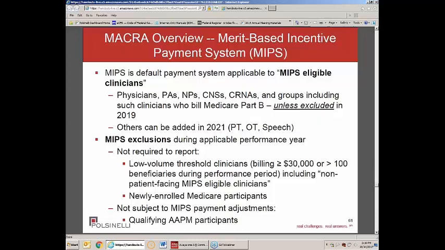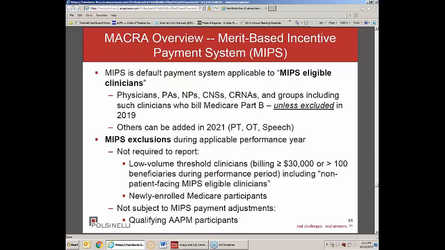Next slide. So I'm going to start with MIPS. MIPS is the default payment system for eligible clinicians, so physicians, PAs, NPs, CNSs, CRNAs, and including any clinicians that bill Part B. It has some exclusions, and others can be added in 2021.